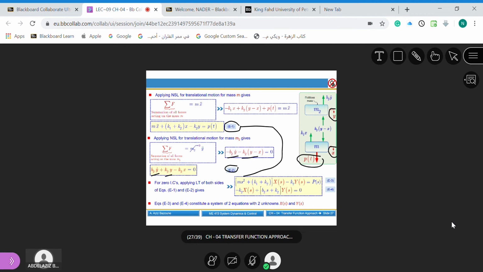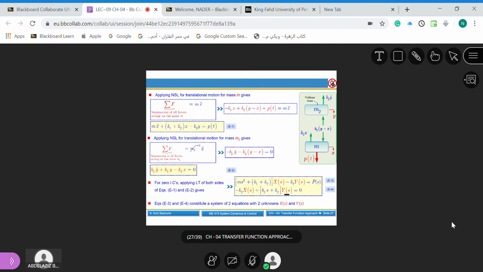For the second one, I'm writing minus K2S minus K2X of S plus B2SY of S plus K2Y of S is equal to zero. You look, here now we have two equations with two unknowns. The unknowns are X of S and Y of S. You know how to solve a system of equations when we have two unknowns. A system of equations with two unknowns can be easily solved just by taking either one of the variables and substituting it into the other.